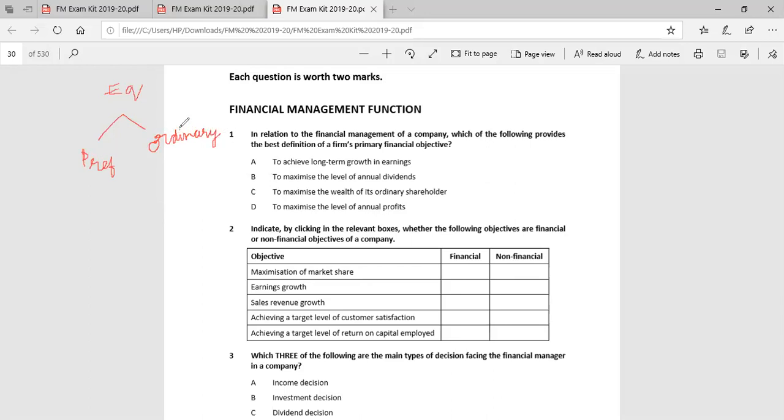When we are dividing them into preferred and ordinary shareholders, preferred shareholders, because the name itself says that there is a preference, have a preference in terms of dividend payment.